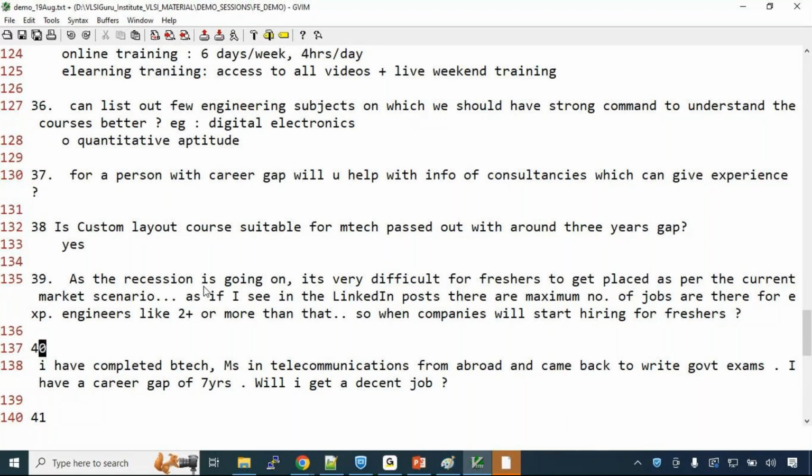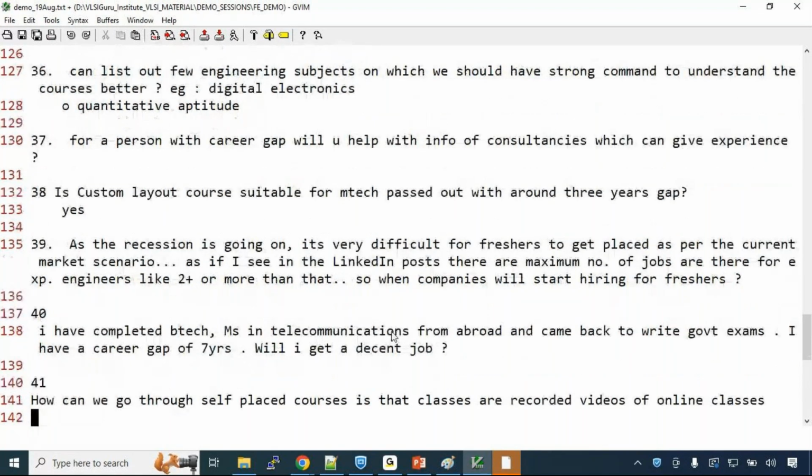Next. I have completed BTech and MS in telecommunications from abroad, and came back to write government exams. I have a career gap of 7 years. Will I get a decent job? Again, what would be the answer for this? You can get a job. It is very much possible if you learn the subject properly.